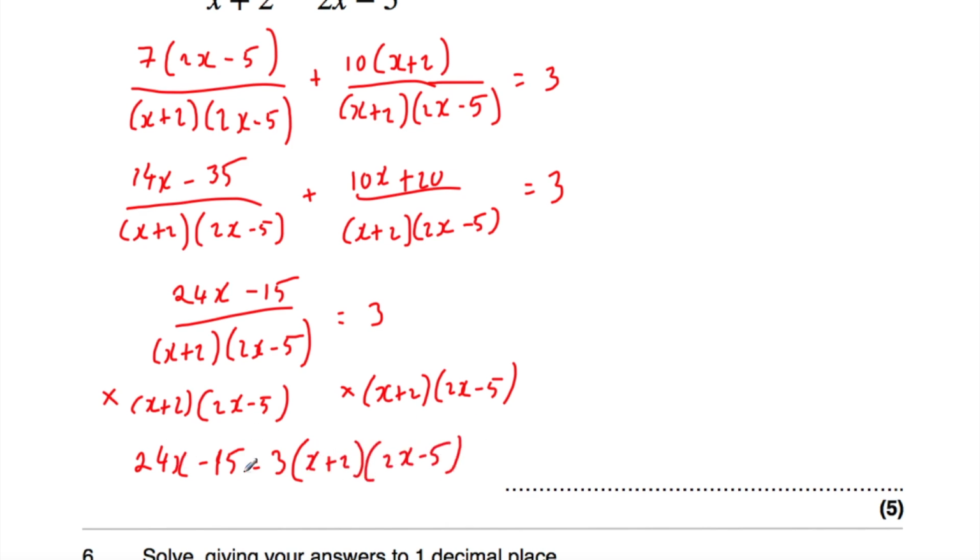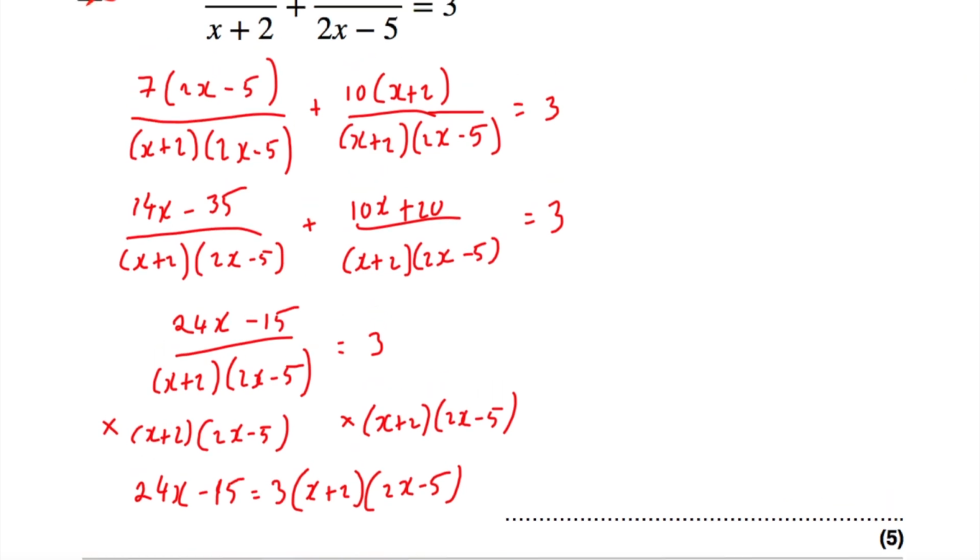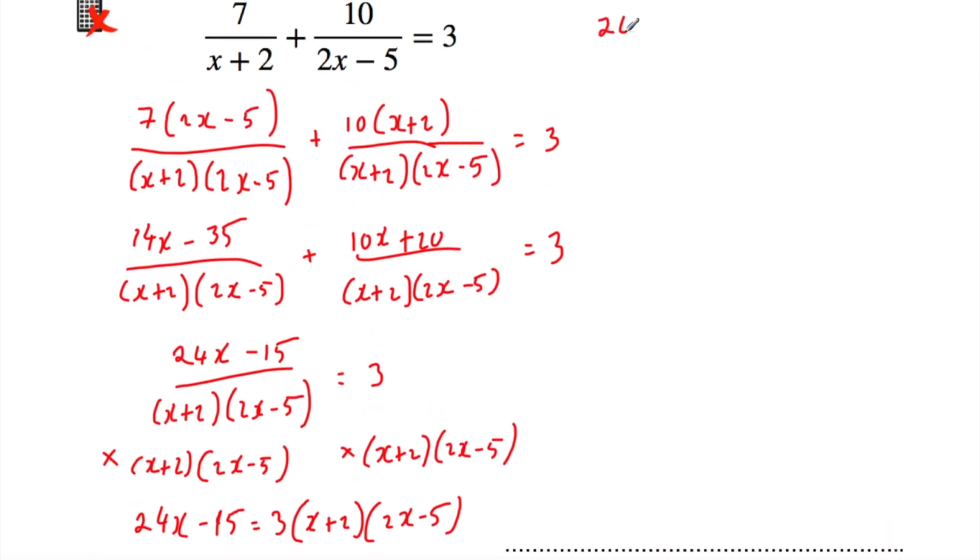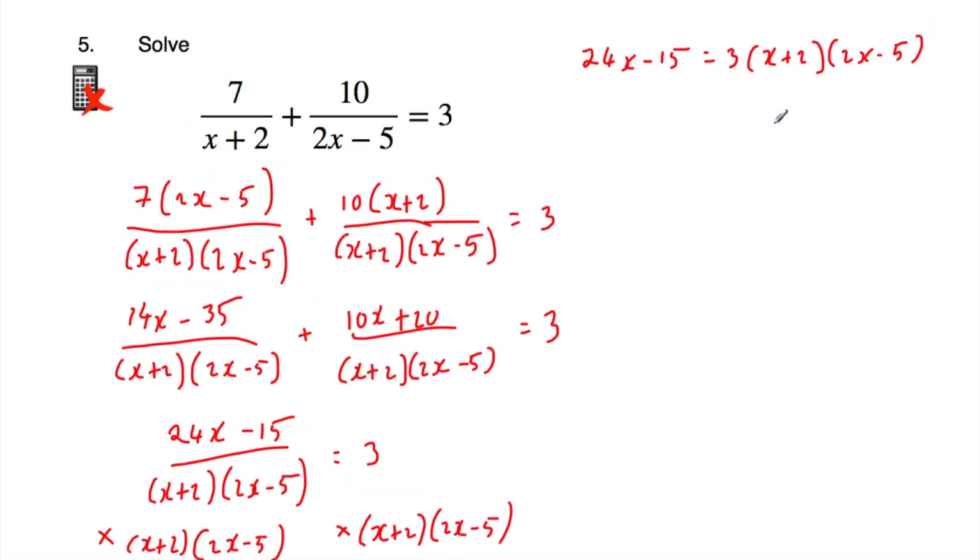Okay, so this is fantastic. We've now got an equation with nothing on the denominators, so we just need to solve this now. So let's go back up here and write it up here: 24x minus 15 equals 3 bracket x plus 2, and then 2x minus 5, close brackets. Okay, now at this point there's a few different things we could do. One approach would be to expand the pair of brackets, then multiply everything by 3, and then solve that equation.